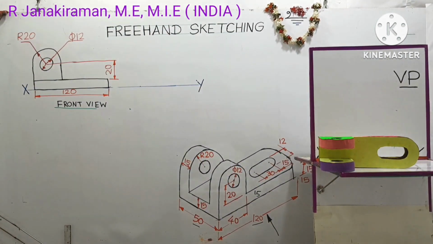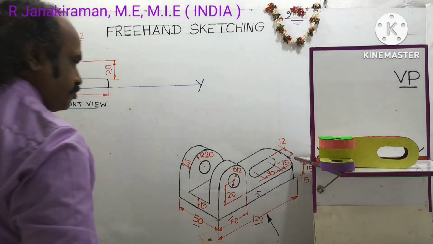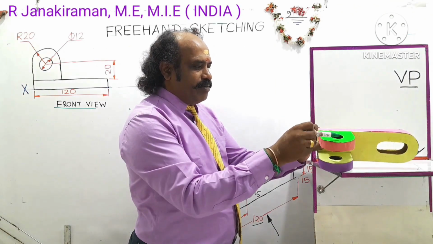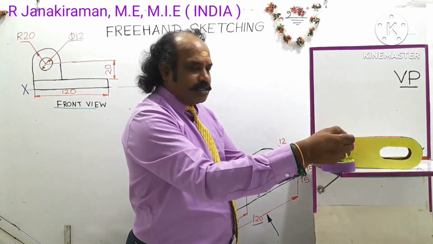The observer can see the length of the object and he can see the breadth of the object in the top view. This green color surface on the top surface will be merged forming a single top edge. That you have to understand.